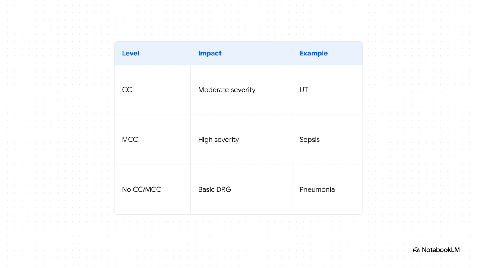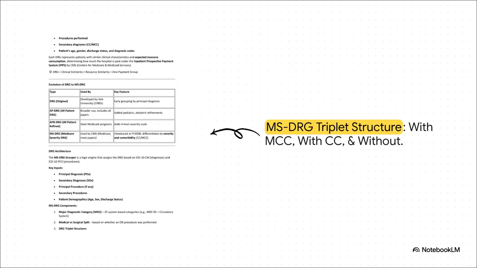Conversely, if a patient just has simple pneumonia with absolutely no additional complications, they just fall into the baseline no CC/MCC tier. And you can really see how this plays out in what we call the triplet structure. It visually separates a single base condition into totally different tiers. Take a base DRG for heart failure, for example. You don't just have one generic heart failure payment group. It branches out into 3 vastly different payment tiers based purely on the presence of those CCs and MCCs we just talked about. This brilliantly highlights why capturing every single secondary diagnosis is just absolutely crucial for accurate reimbursement.